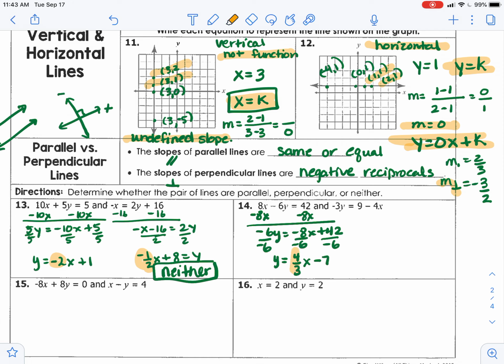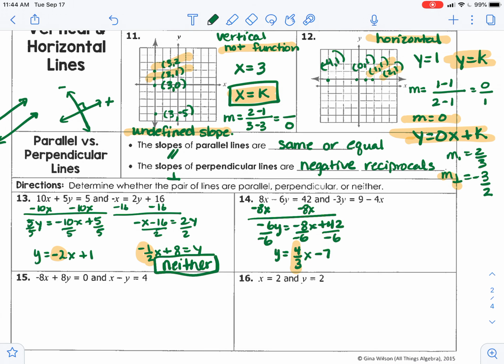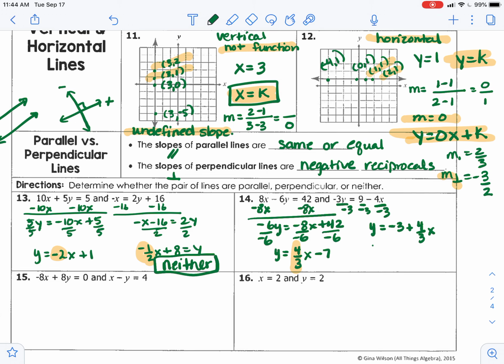So now I'm looking at, again, my slope. It's 4/3. On the next one, it's already got the x on the other side. The y is by itself, but I do need to go ahead and get that, so it's y equals. So in this case, I now have y equals a negative 3 plus 4/3 x. And again, if I rearrange it just a little bit to get it in slope-intercept form, my slope is 4/3. So in this case, they are the same, so these lines would be parallel.